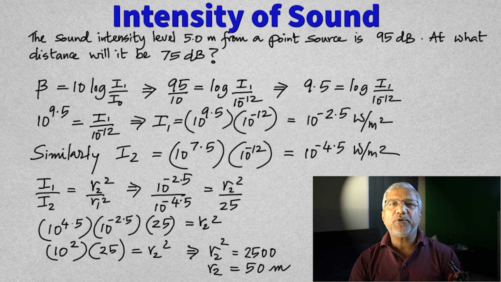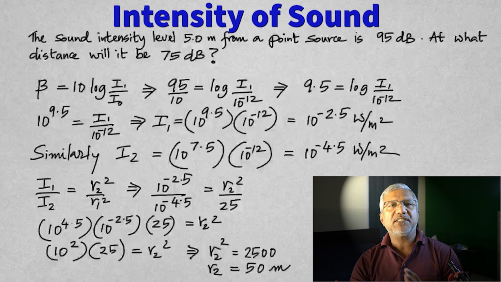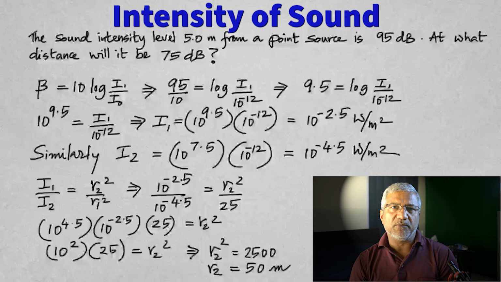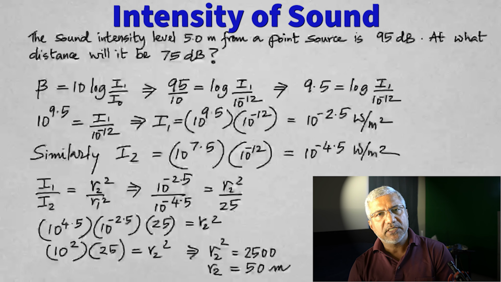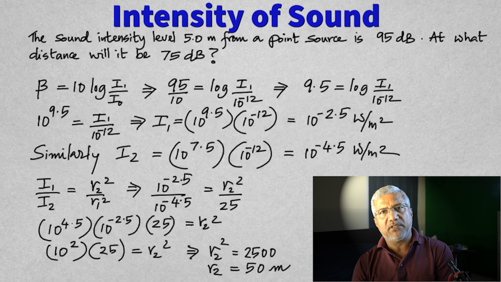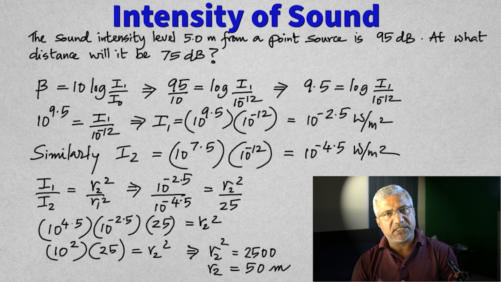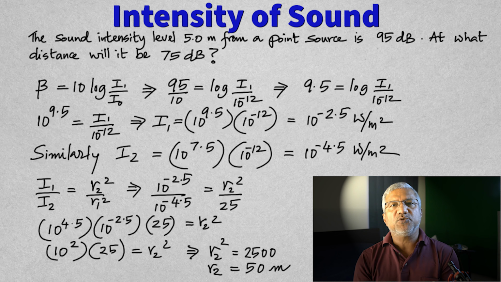So I hope you understood how this problem has been worked out. So there are two important things that come along in this problem. First, we have to change decibels into watt per meter squared. Second, we have to remember that intensity is inversely proportional to the square of the distance. And when you combine these two ideas, this problem is worked out.